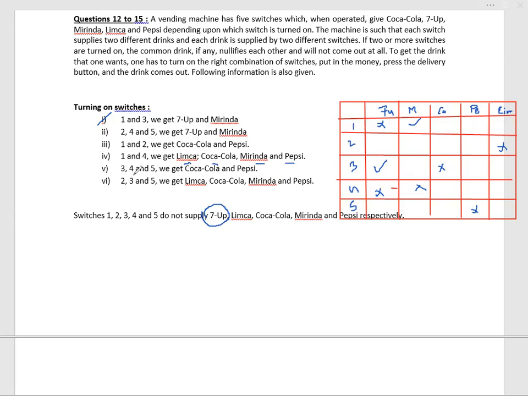With 3, 4 and 5 we are not getting 7 Up. 3 gives us 7 Up, 4 not giving us 7 Up. That means 5 is also giving us 7 Up. So that's why when both of them are running, 7 Up is not coming out. So 2 not giving us 7 Up. We know every drink is from two taps, 2 switches. So for 7 Up, 3 we have got.